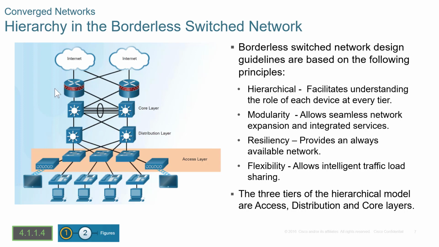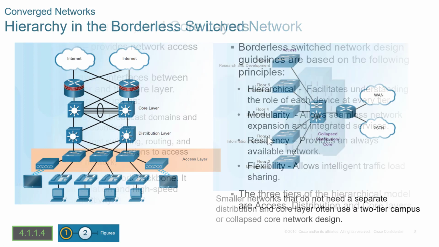And of course, you can see at the core layer, we have firewalls and multiple router firewalls to connect to the internet. And we have multiple connections to the internet for redundancy and multiple paths to the internet through more than one router.